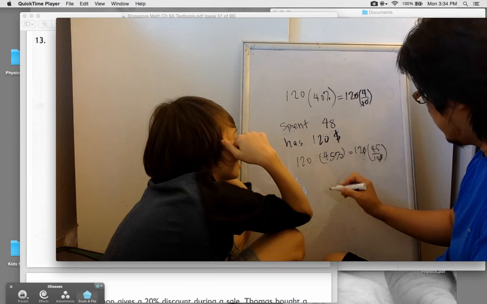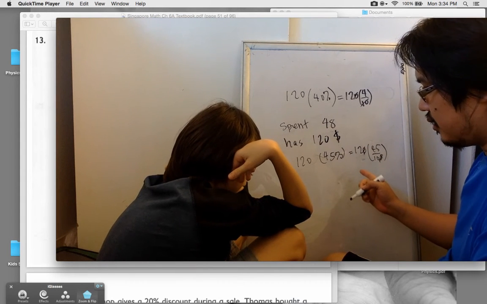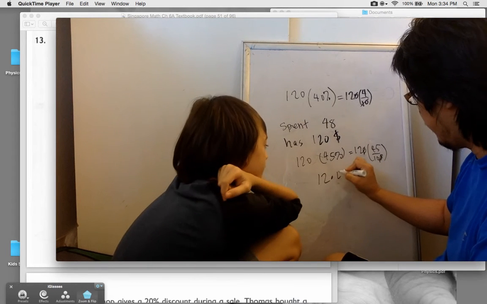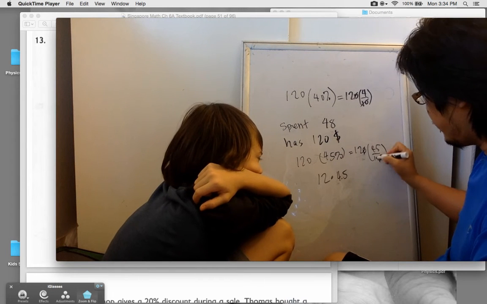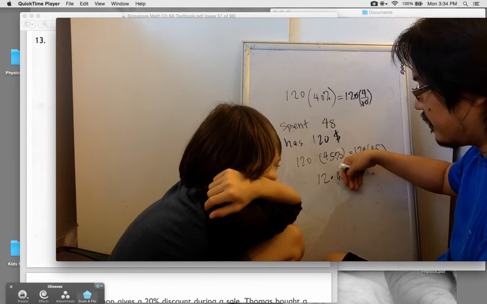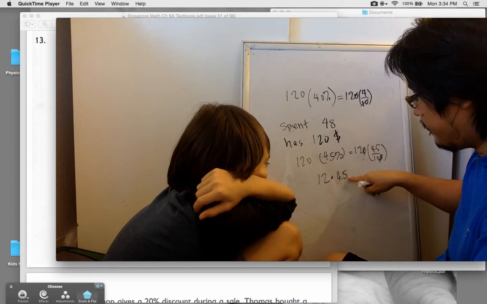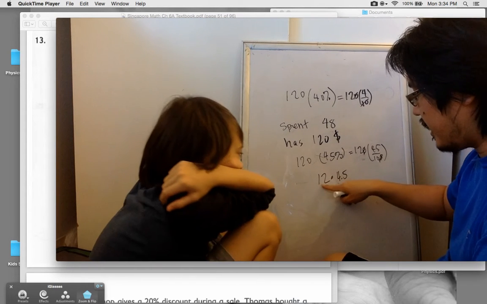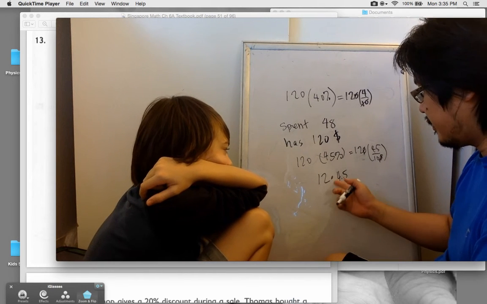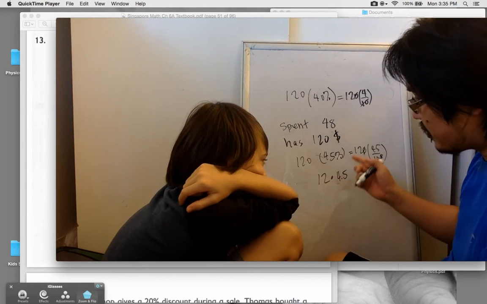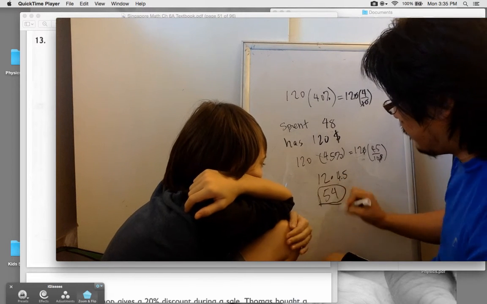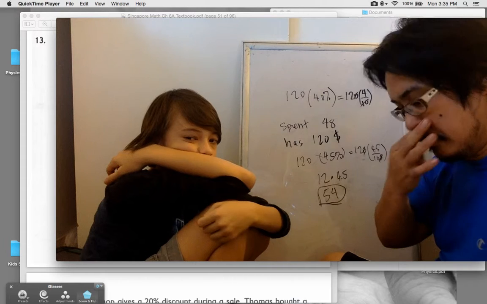Here, I'm sure that you can figure out how to do this on paper. I'm going to show you how I do it. I would do 12 times 4.5, because 45 divided by 10 is 4.5. 12 times 4, I know that. That's 48. Then the extra 0.5, well, what's half of 12? 6. So you got the 48 plus the extra 6. So that's 54. So he has $54 left over. Does that make sense?